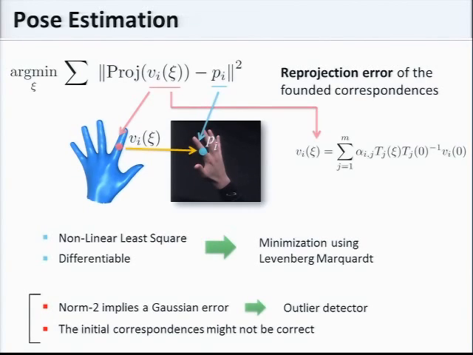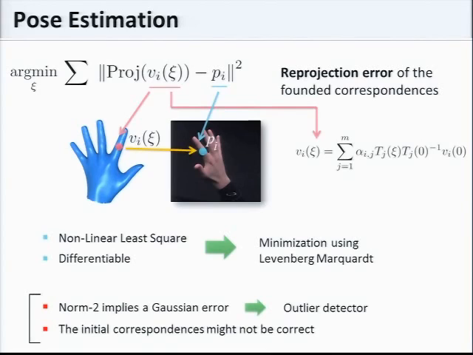However, using reprojection error, this kind of functional has two main problems. One is that this is norm 2, so we are implicitly assuming that the error in these correspondences is Gaussian, which is clearly not Gaussian. So we need to absolutely take into account outliers. We just have an outlier detector that gets rid of whatever is out of the Gaussian model. This is very important for the silhouette and the optical flow correspondences, a bit less important for the finger correspondences because there are very few.